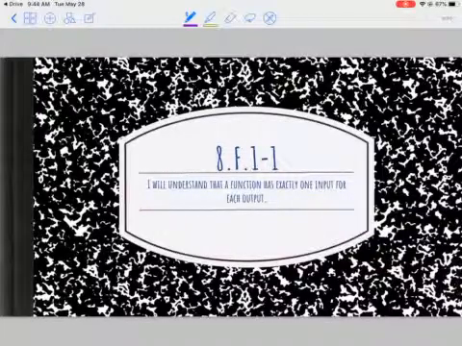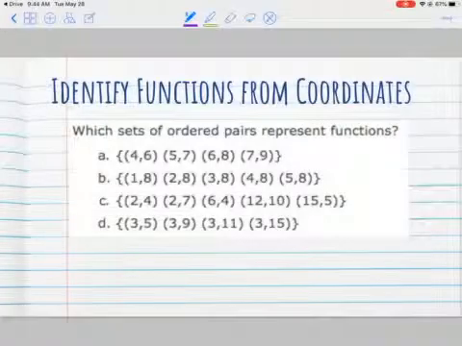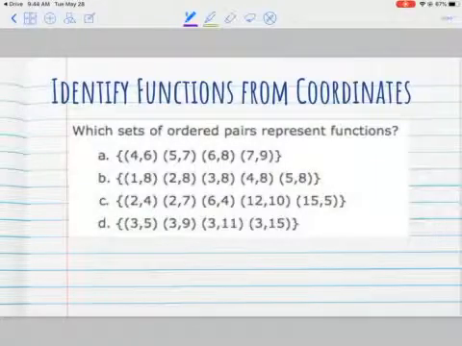So to have one input for each output means that there aren't going to be any repeats in the domain. There are 4 different ways that we can look at relations and decide if they're functions or not. The first is from coordinates. Here we have a multiple choice question. It's given me 4 sets of coordinates, and I want to determine which set of ordered pairs represents a function.